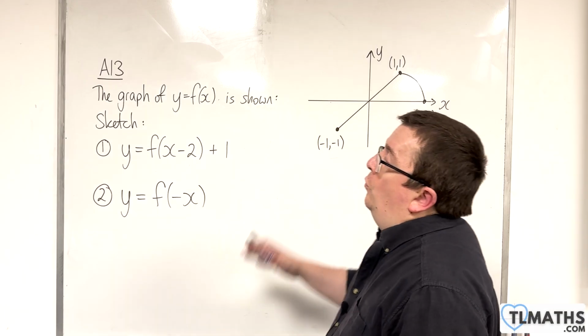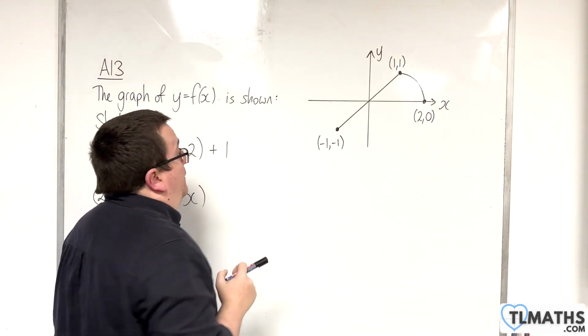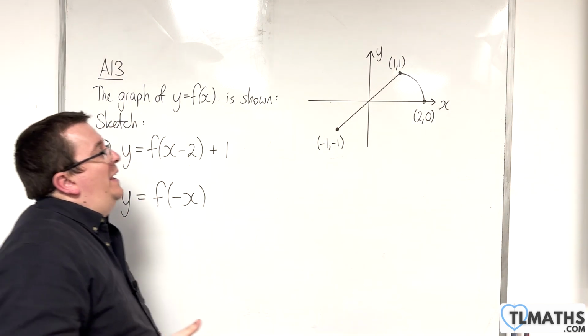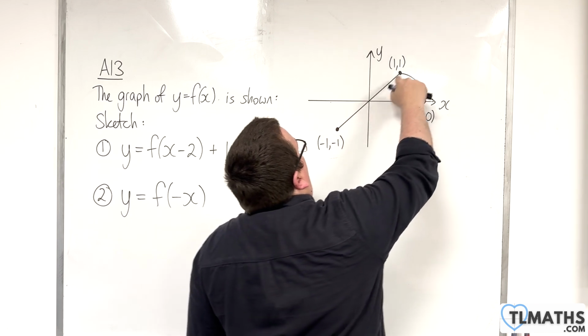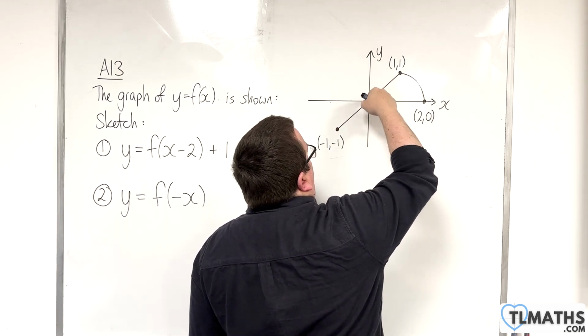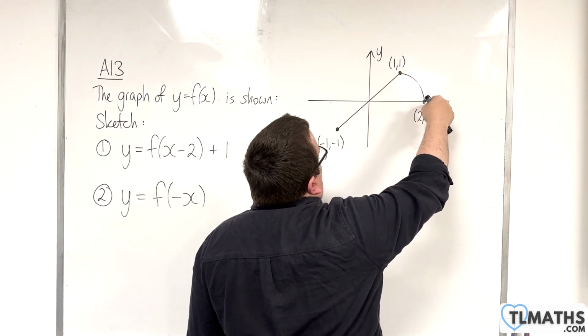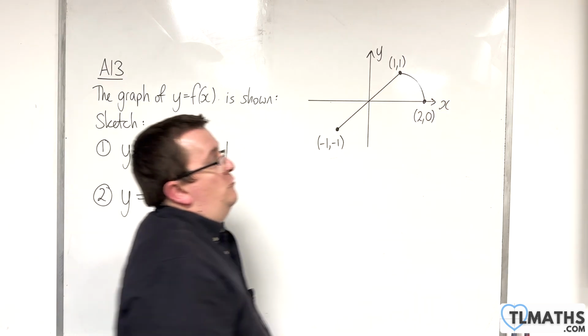So in this video, we've been given this graph of y equals f of x. And it's fairly non-standard here. We've got this straight line bit that's going from -1, -1 up to 1, 1. It's going through the origin. And then it turns into a curved bit, which goes down to 2, 0.